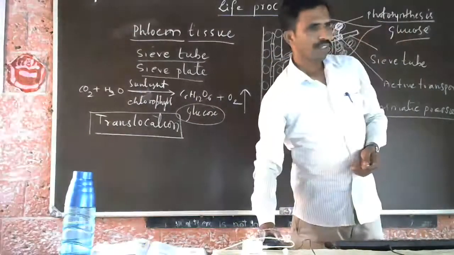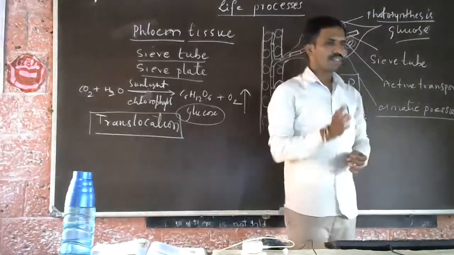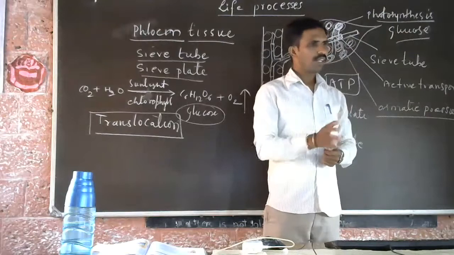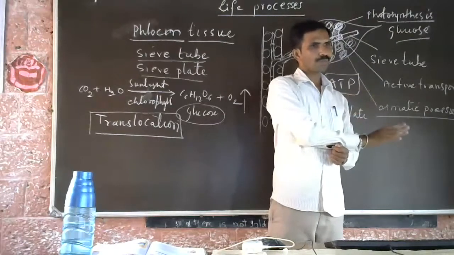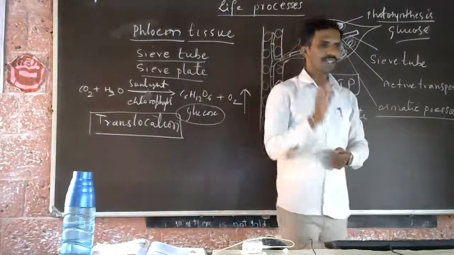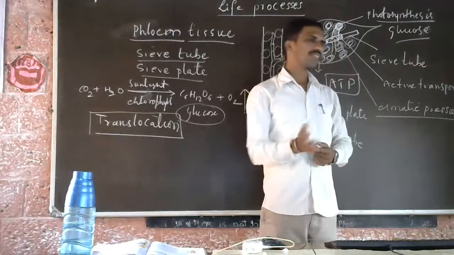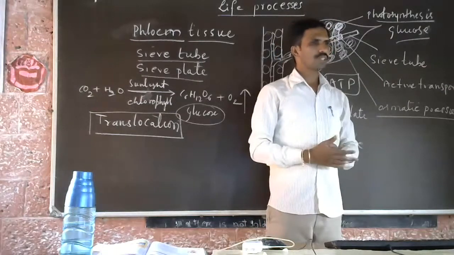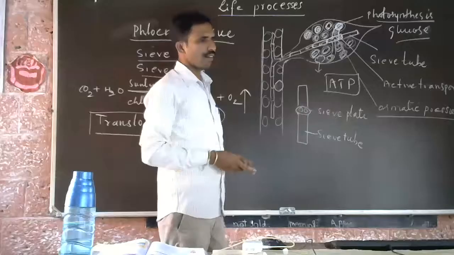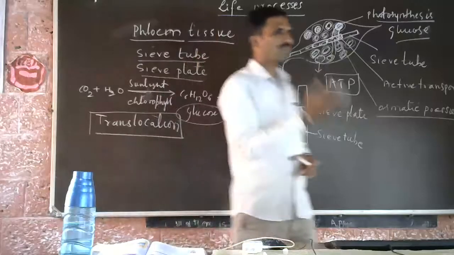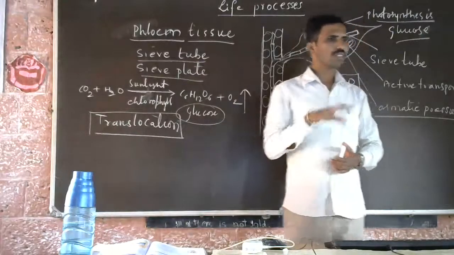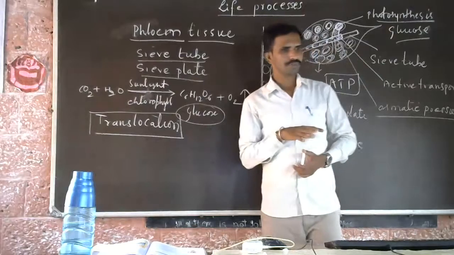See, transportation of water and minerals happens by transpiration pull. That is called passive transportation. But in the case of transportation of food, that is translocation, it is done by active transportation first, followed by passive transportation. This is how the plant transports food to various parts of its tissues. So all the tissues get the food by this process.